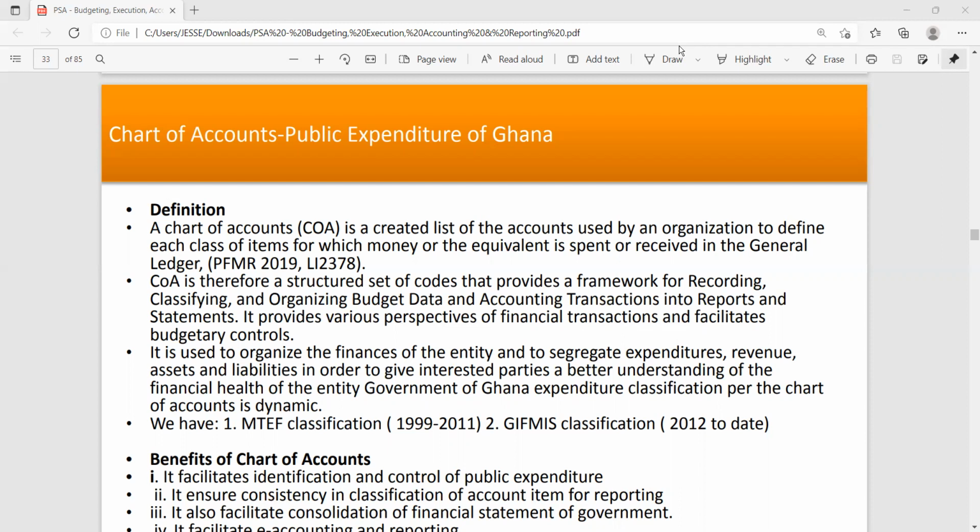So let's dive straight into the continuation of our series. Today we'll be talking about chart of accounts, the public expenditure of Ghana, chart of accounts. So what are charts of accounts, right? The name suggests something. A chart of accounts is basically a created list of the accounts used by an organization to define each class of items for which money is spent or received in the GL.